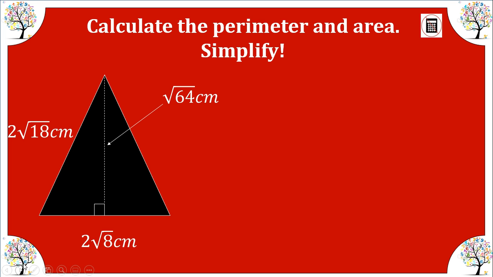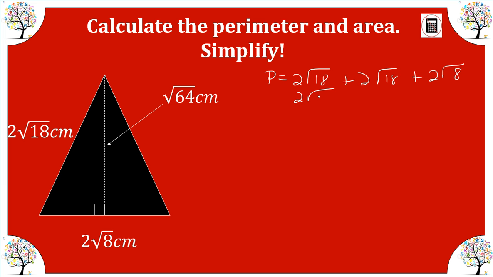Excuse me. Now let's calculate the perimeter and area. So perimeter is adding all the sides. So we have 2 radical 18 plus 2 radical 18 plus 2 radical 8.